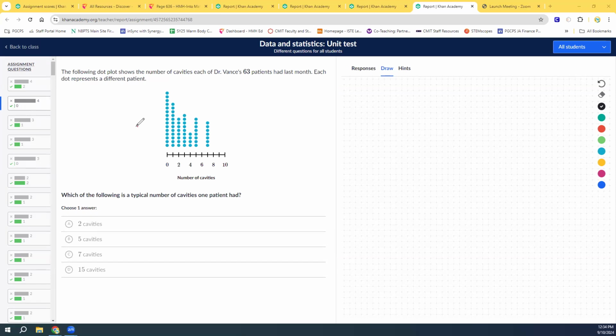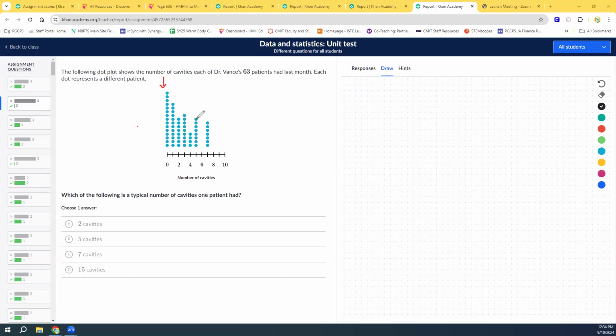The following dot plot shows the number of cavities each of Dr. Vance's 63 patients had last month. Each dot represents a different patient. Which of the following is a typical number of cavities one patient had? 2, 5, 7, and 15. So when I look at this dot plot, obviously 0 is the highest number, but 0 is not in the list. So then we have to ask ourselves, where is there more?